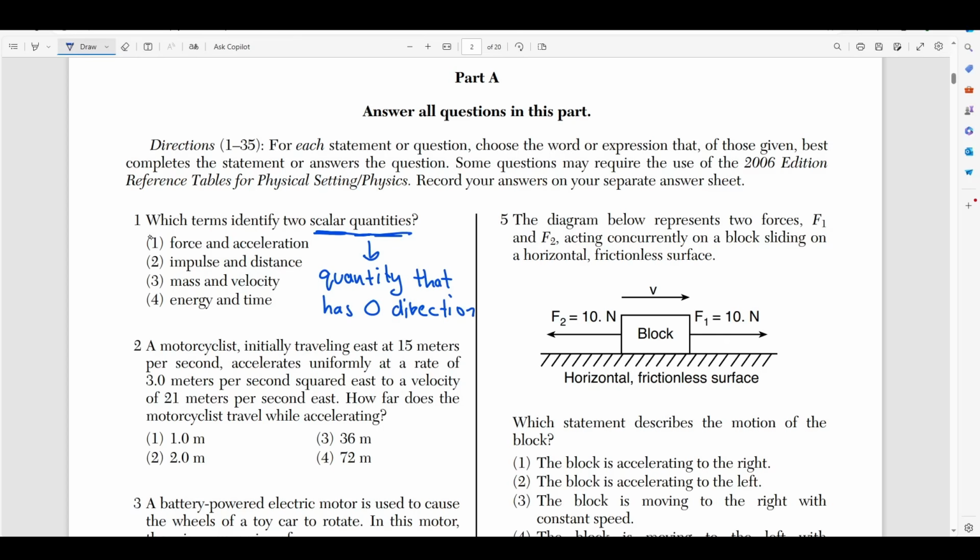So that means that choice 1 has to be wrong because force has direction. We just talked about that. In choice 2, impulse has direction because impulse is just force applied over time. Mass and velocity is wrong because velocity has direction associated with it. Energy and time have to be correct, the correct choice, because energy is just energy. There is no direction associated with energy, and time is time. 10 seconds pass. You can't make 10 seconds pass to the left or to the right.